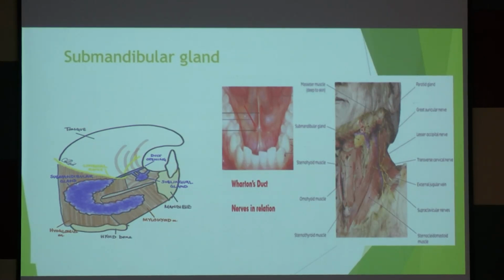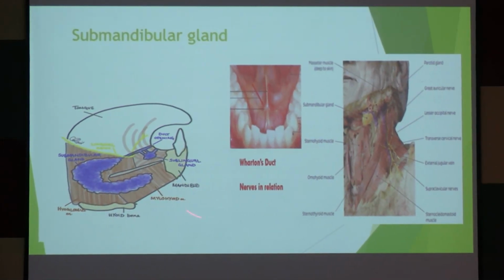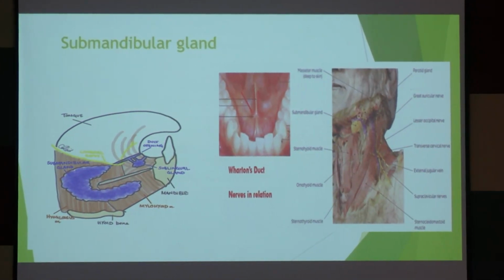So the submandibular gland is another salivary gland, most prone to get stones, right? Why? Anti-gravity flow, longer duct, right? And the kind of secretion, right? Okay. So this is Wharton's duct, opening of Wharton's duct, and name a few nerves in relation to the submandibular gland. Submandibular is also very interesting. Okay, there are many nerves in and around. One is the lingual nerve, another is the hypoglossal nerve, another is some branches of the facial nerve as well. Okay, all can get injured.